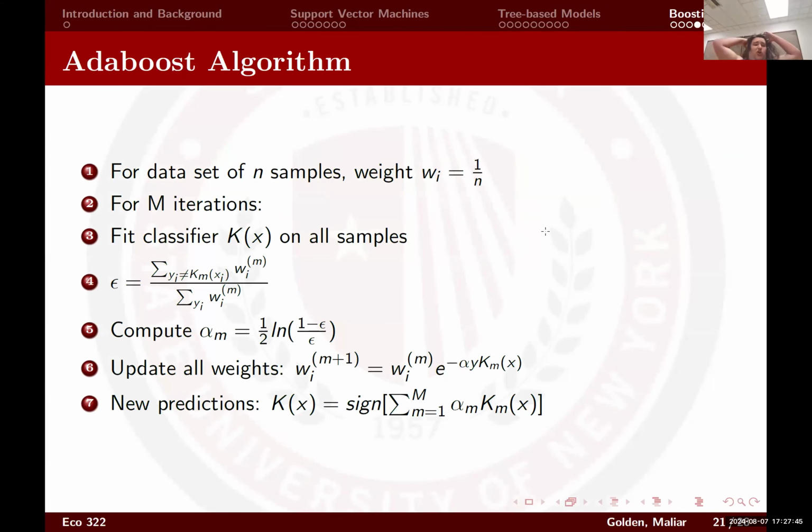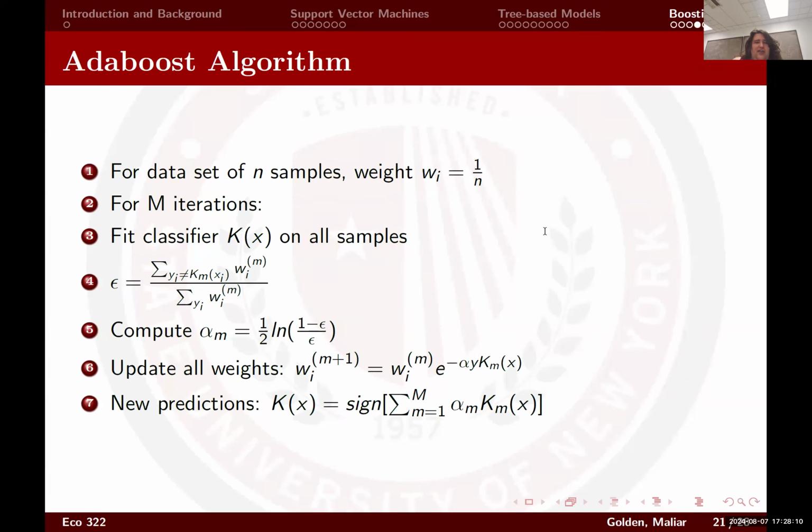So this is an algorithm called AdaBoost. For a set of n samples, you set the weight w_i equal to 1 over n. And then for m iterations, you fit a classifier k_m(x) on all samples. You compute the error epsilon_m, the sum of w_i over the misclassified samples divided by the sum of w_i. You compute alpha_m, you update the weights, and you create new predictions.